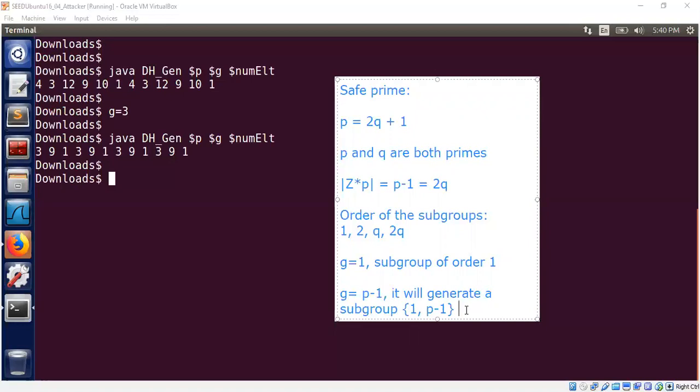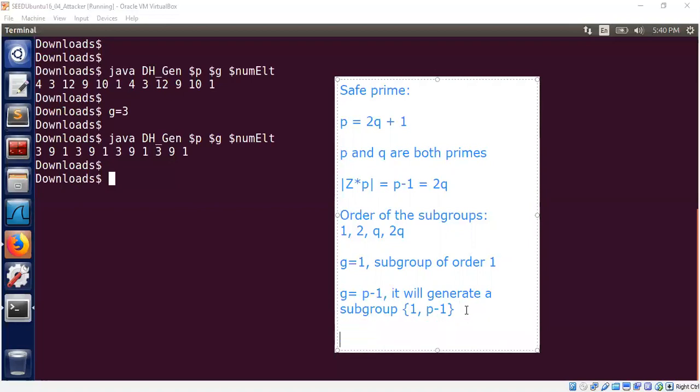How do we now check whether we have an element that generates a group of order Q? Remember, Q itself is a prime. So how can we get a G which will only generate a group of order Q, not necessarily order 2Q? One simple trick is to select a random element, say alpha, and then compute alpha squared. This is not an exponent symbol, this is alpha square.